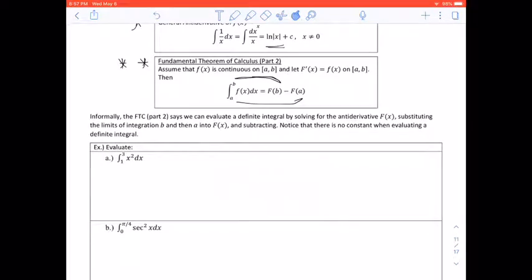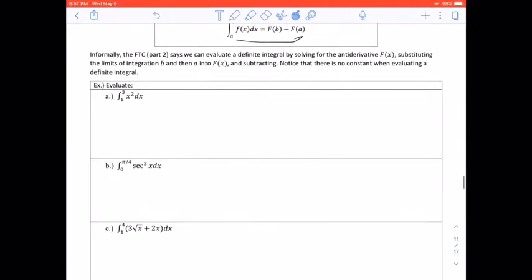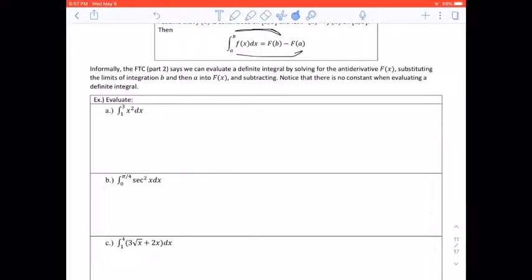Informally, the fundamental theorem of calculus part 2 says that we can evaluate a definite integral by solving for the antiderivative F of x, substituting the limits of integration b and then a into F of x, and then subtracting. Notice that there is no constant when evaluating a definite integral. So we'll talk about the differences too. We have definite and indefinite integrals.